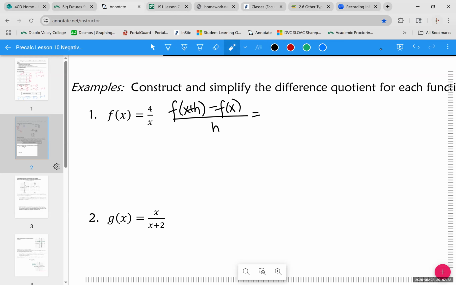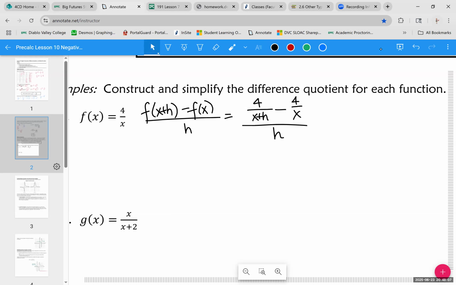This function's rule tells me to take 4 and divide it by whatever you're plugging into the function. So if I'm plugging in x plus h, I need to do 4 over x plus h. That would be f of x plus h in this case. And then minus f of x, which is just 4 over x, the original equation itself. And then the whole thing is over h.